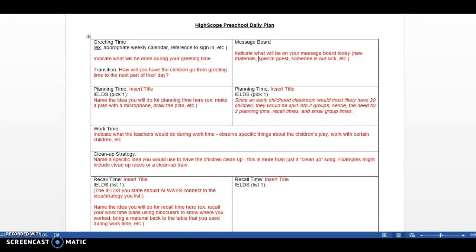After planning time, of course, we go right into work time. So you're just going to indicate what the teachers will be doing during work time. Again, it's not a time where you're implementing extra activities. It's a time when you're there to support, observe, scaffold. So again, what are you going to be doing specifically on that day? Maybe on that day you're observing specific children doing such and such. So again, be creative. Let me see your teacher hat and where you're at in this process and thinking through some of those things.